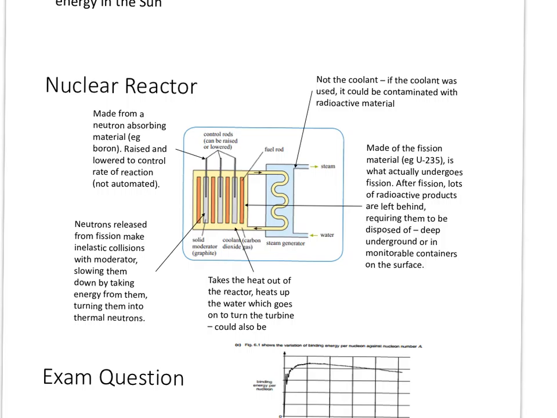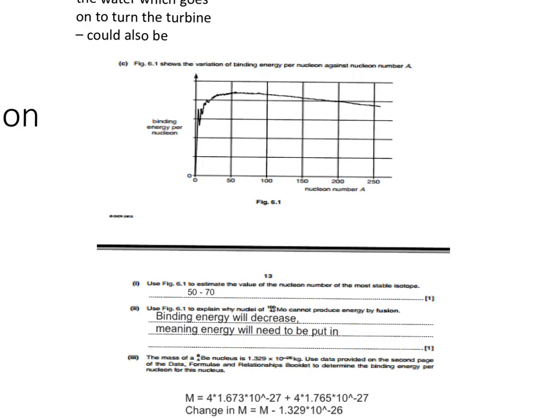After the fission occurs, lots of radioactive products are left behind, requiring them to be disposed of, deep underground or in monitorable containers on the surface. So this is an example of an exam question from the June 2013 paper. This shows a graph of binding energy per nucleon, which is roughly similar to the graph seen earlier in the video.